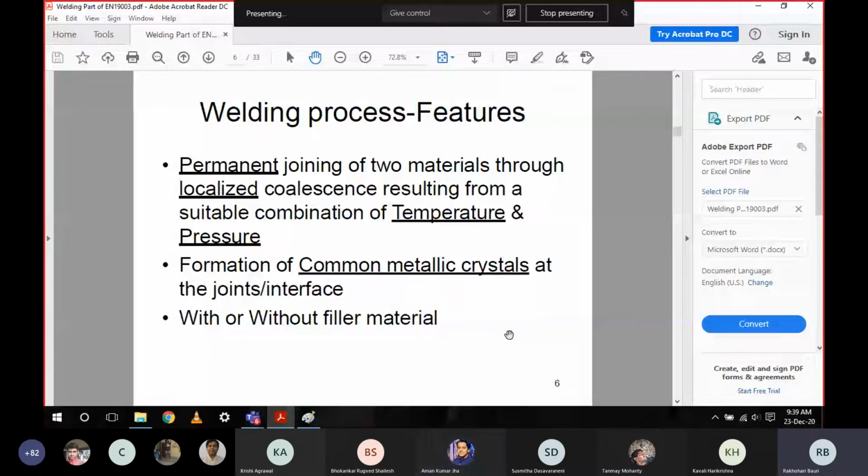Now, if you have a uniform crystal structure throughout the metal or workpiece, then you will get a uniform strength. So the motive in the welding process is to match the weld's metallic crystals with the original base metal. Am I clear? This is the motive, to make a uniform strength. Yes, sir. Now, the third point is with or without filler materials.